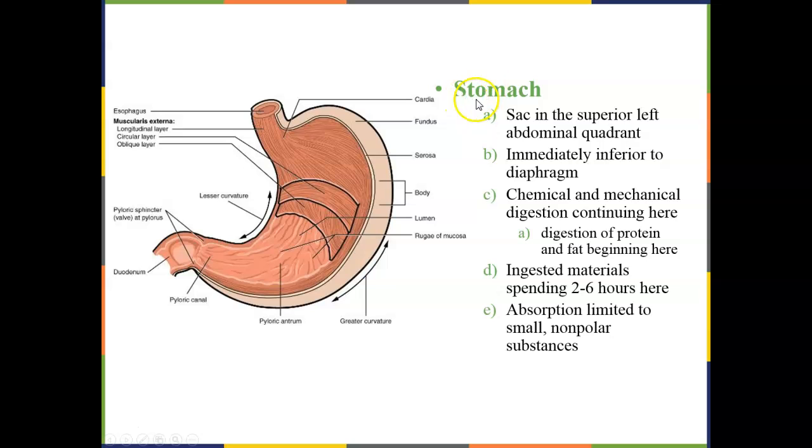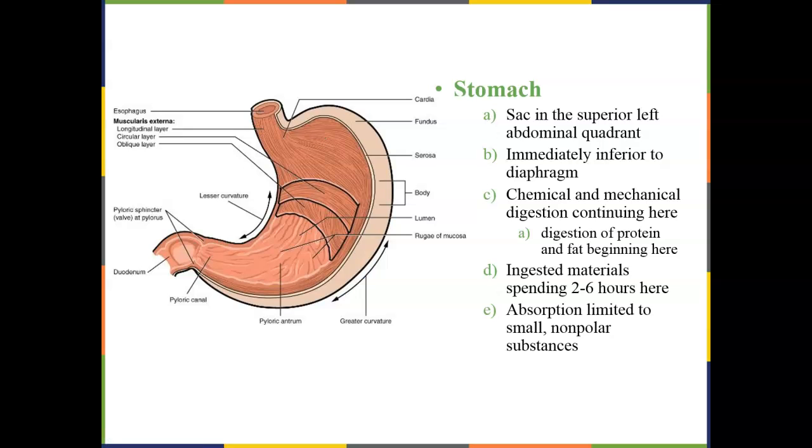The next region is the stomach itself. The stomach is a large sac, and it is in the upper left quadrant. It is inferior to the diaphragm. Actually, the esophagus moves through the diaphragm to reach the stomach. And it is a storage area for food, and it's where food is chemically and mechanically digested. So our stomach is constantly churning when food is in there.